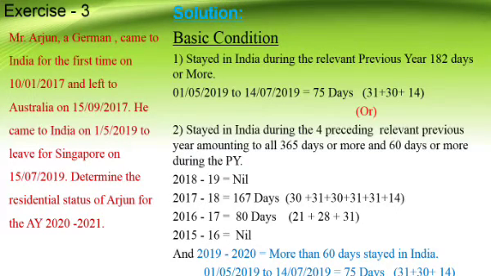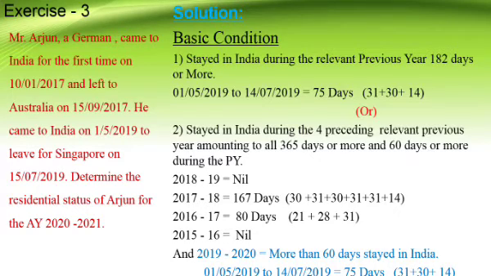Exercise number 3. Mr. Arjun, a German, came to India for the first time on 10th January 2017 and left for Australia on 15th September 2017. Then he came to India on 1st May 2019 to leave for Singapore on 15th July 2019. Determine the residential status of Mr. Arjun for the assessment year 2020-21.